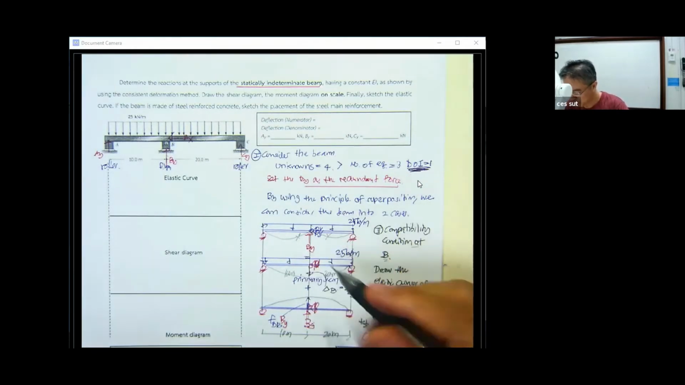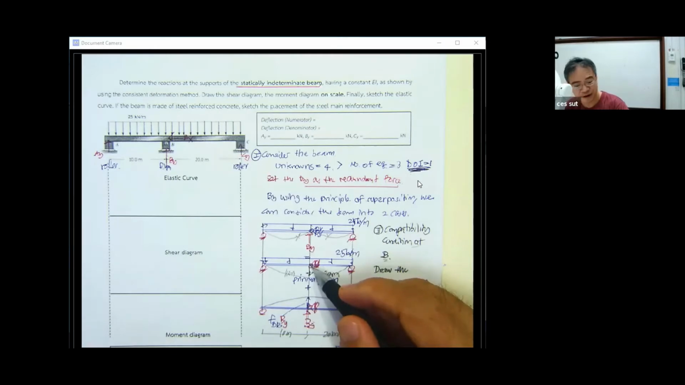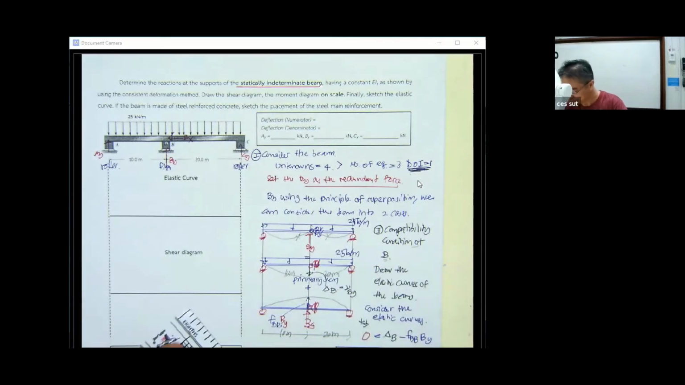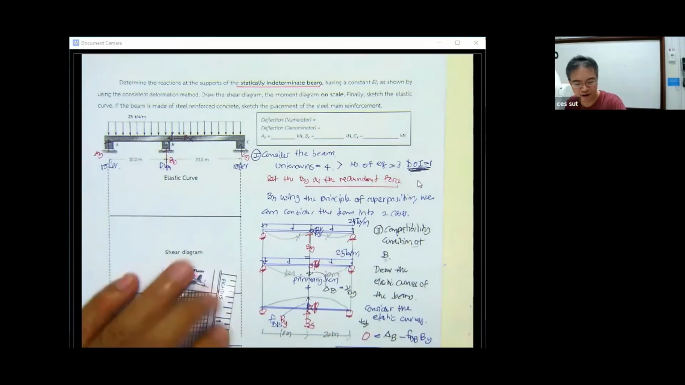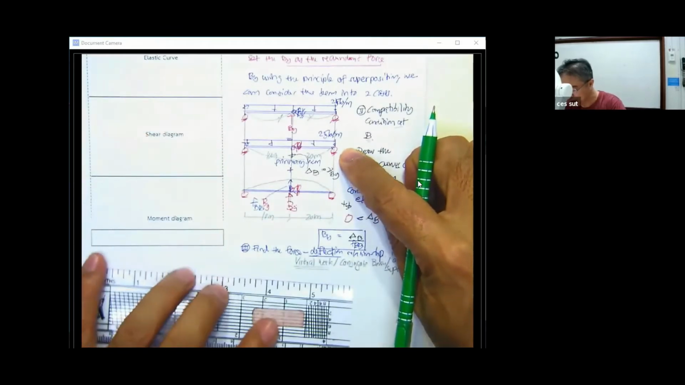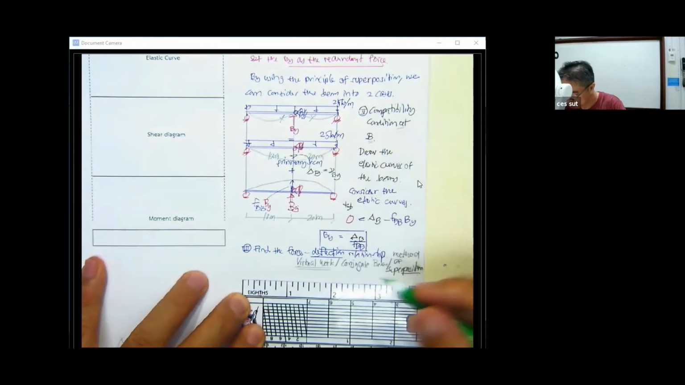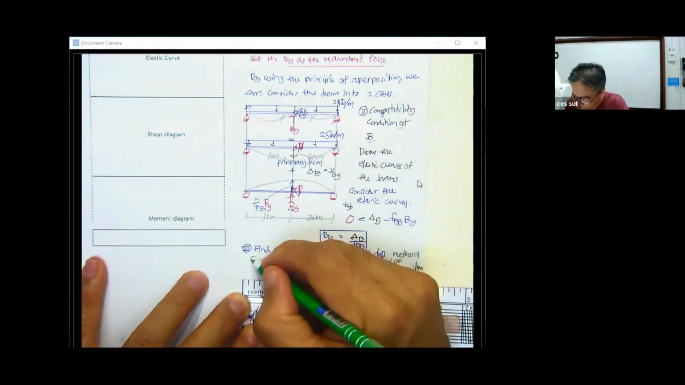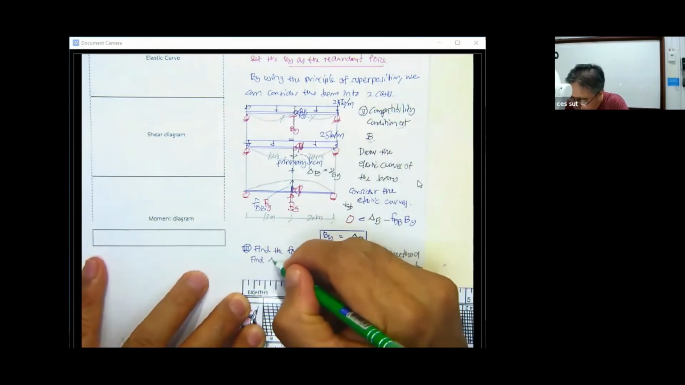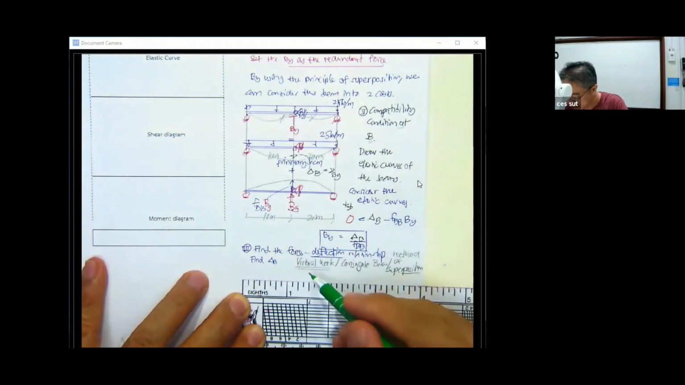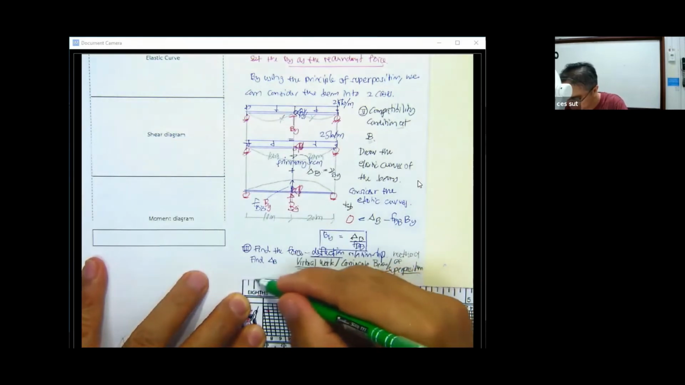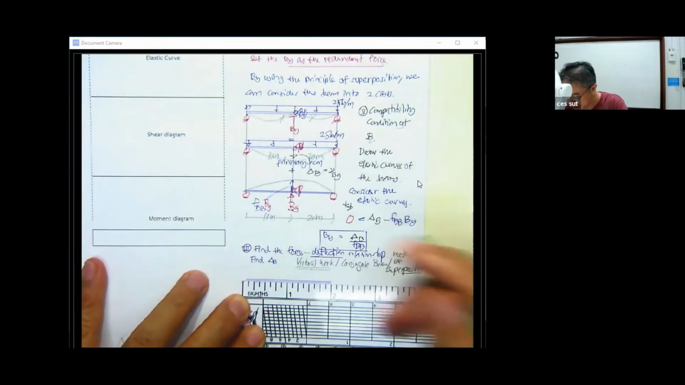We are going to separate this beam into two portions. So based upon this, we are going to have the beam subjected to the uniform load. We start by finding delta B by using this virtual work. So let me determine this.